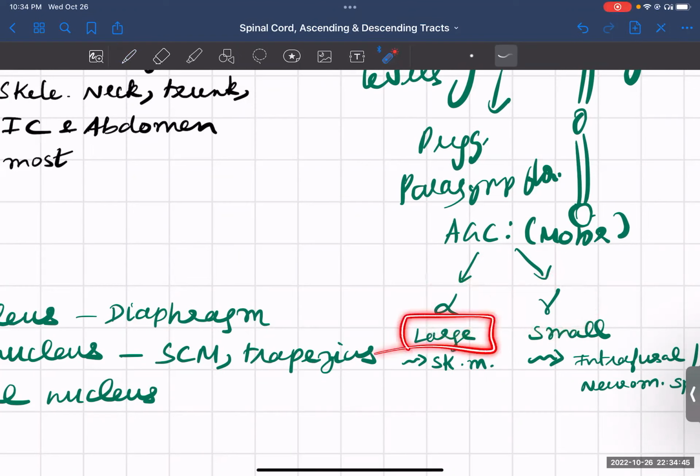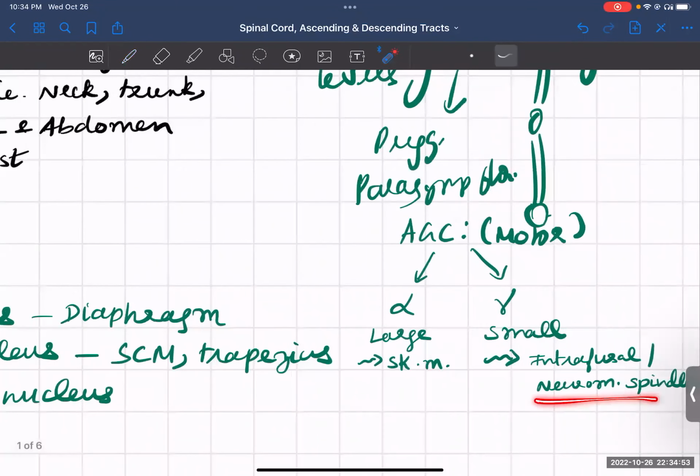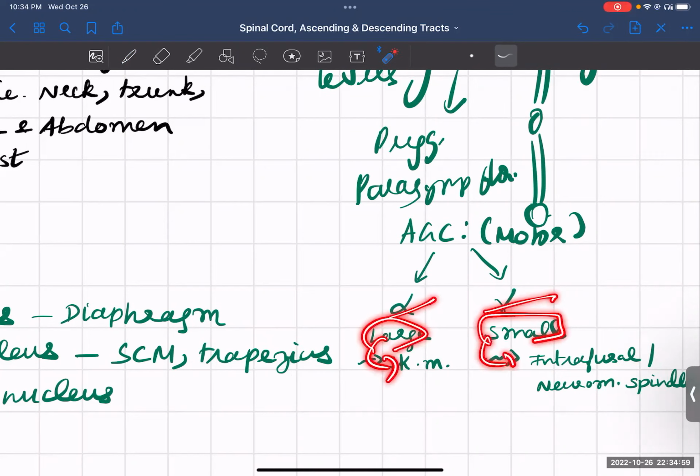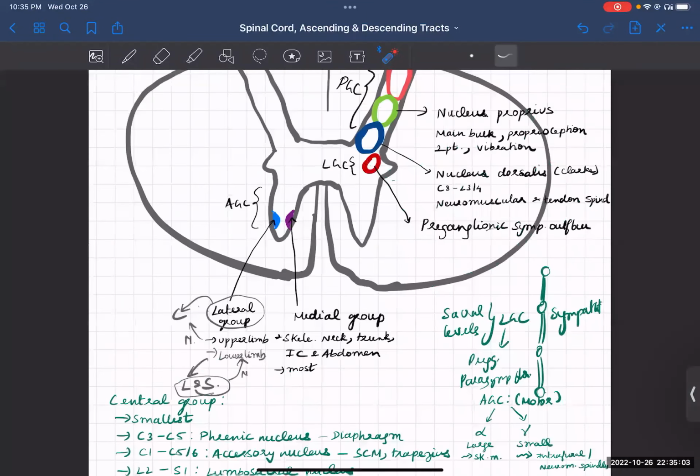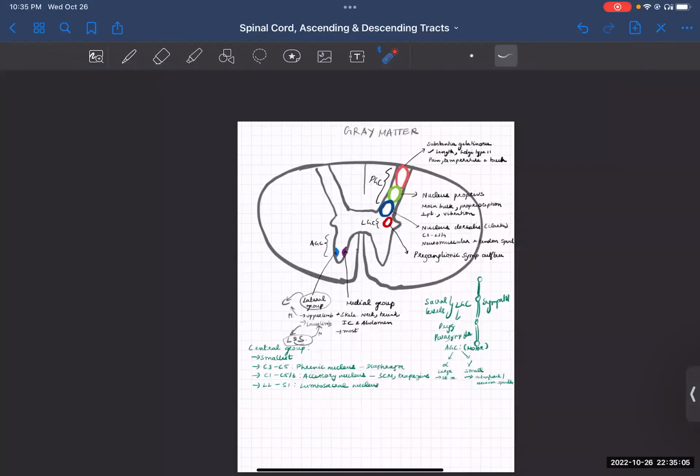Alpha fibers are large and they supply your skeletal muscles directly. Gamma fibers are small and they supply your intrafusal and neuromuscular spindles, which helps in proprioception. So alpha and gamma, large, small, and remember what they supply. These belong to your motor neurons present in your anterior gray column. So that was about your gray matter.